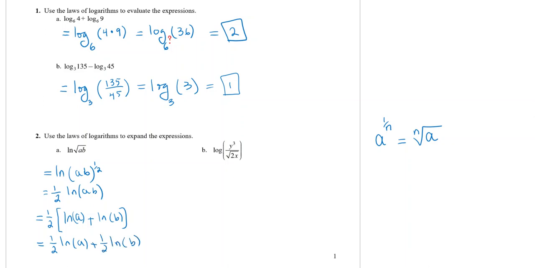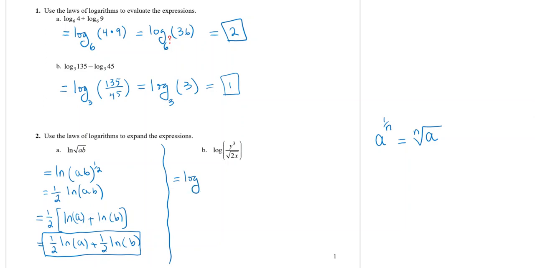So we've completely expanded. When you expand a logarithmic expression, you don't want any products, quotients, or powers inside any logarithm. For the next one, there's a few things happening. We have a y cubed on top. We have square root of 2x on the bottom. So first we can use that quotient law and break this up, expand it.